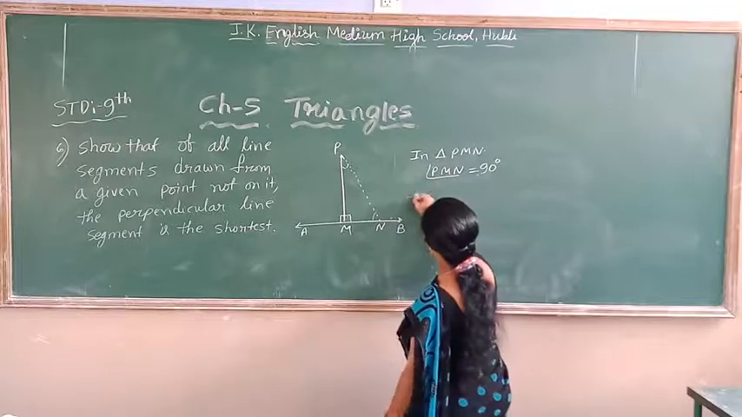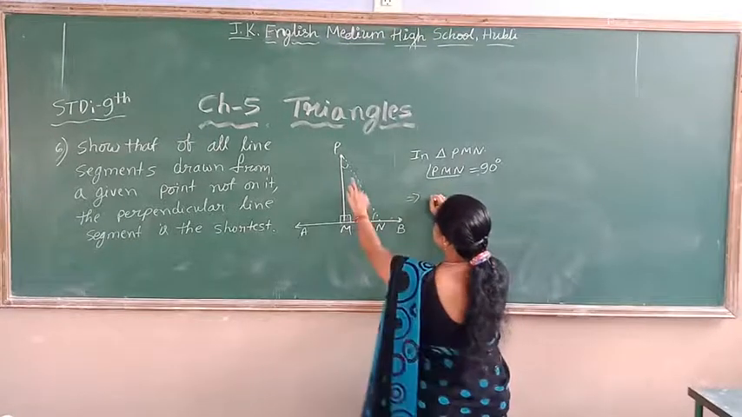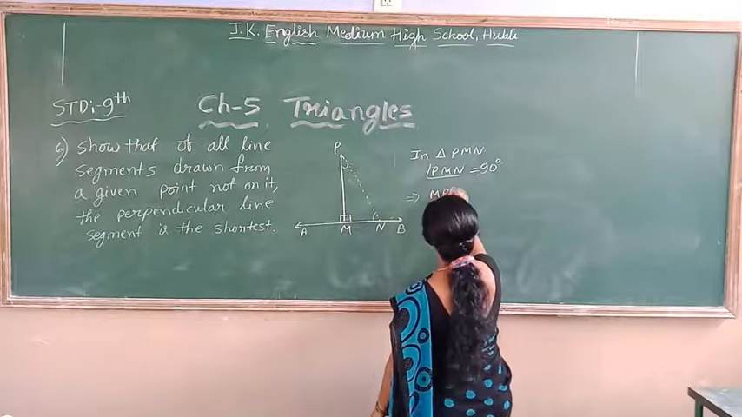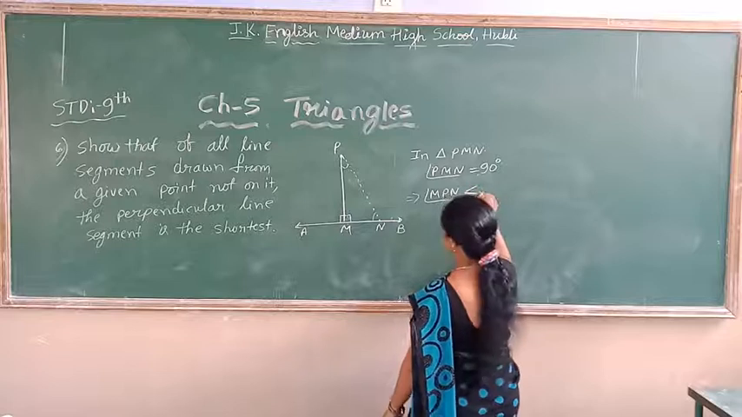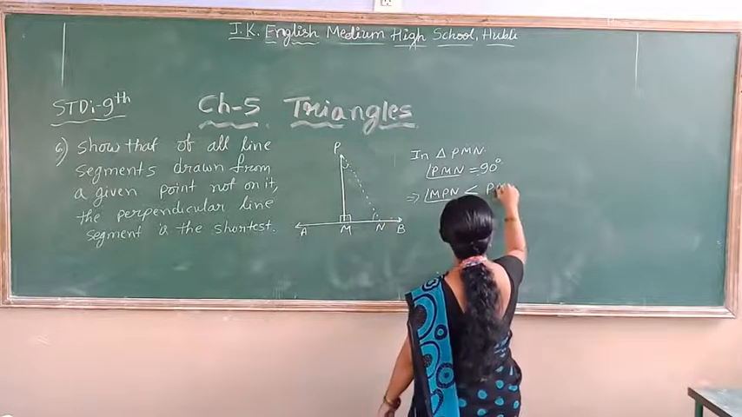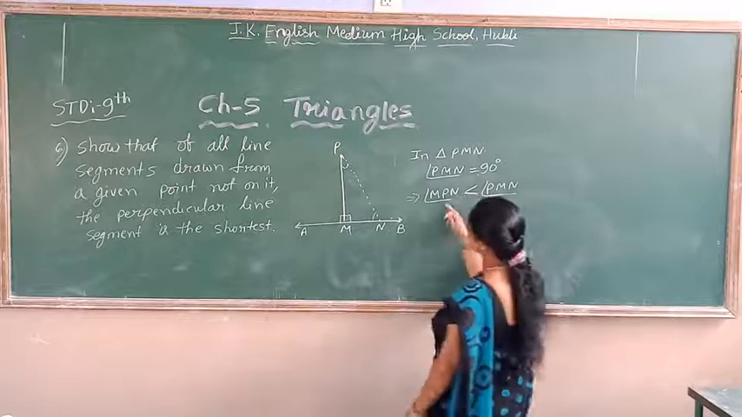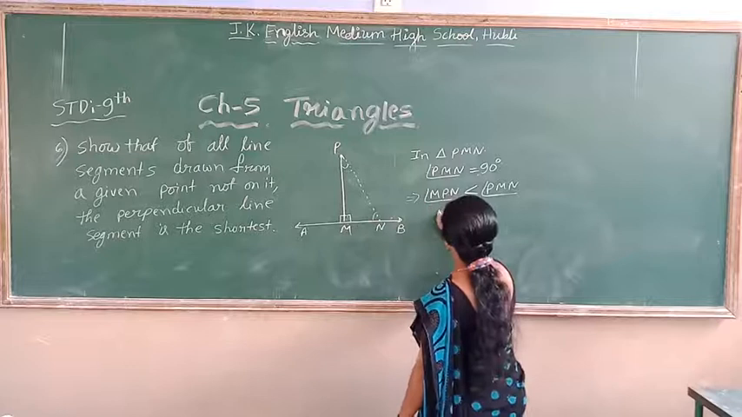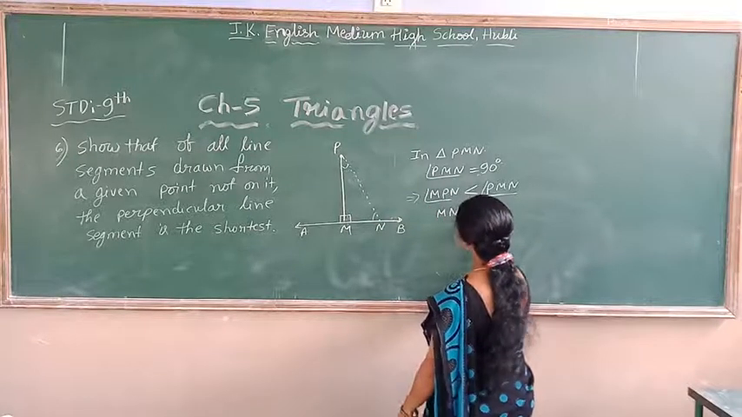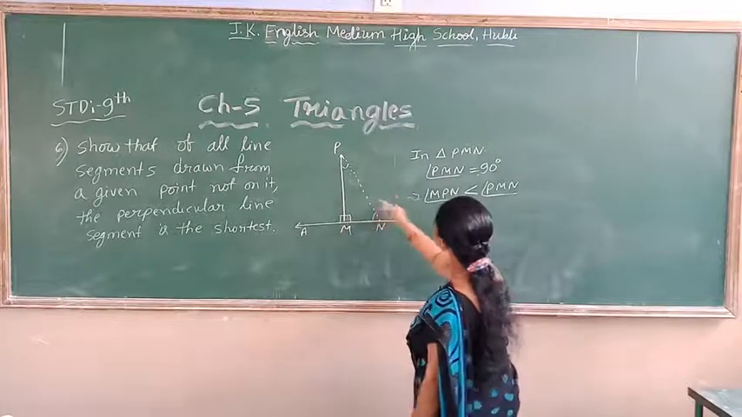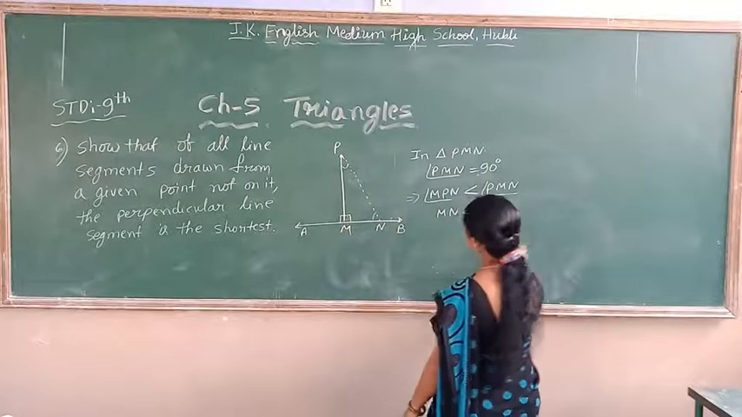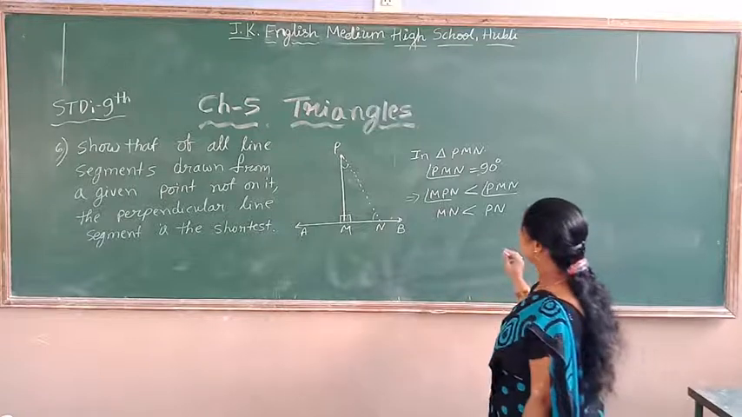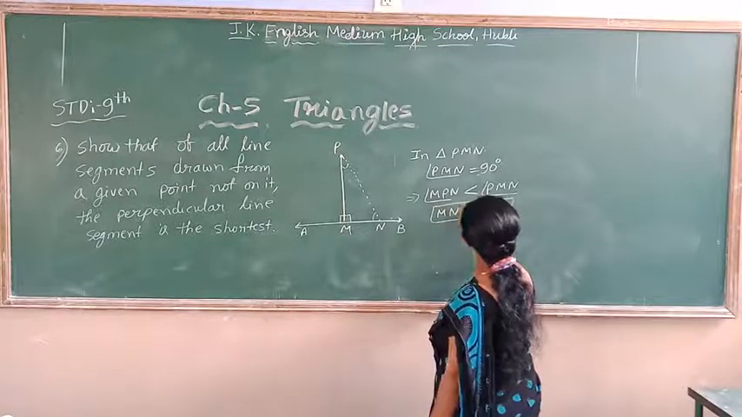So this implies that angle MPN is less than angle PMN. Okay. So if this is less than this, then the side opposite to this angle, MN, will be less than the side opposite to this, that is PN. PN is the greatest and MN is shorter than this. We call this equation number 1, children.